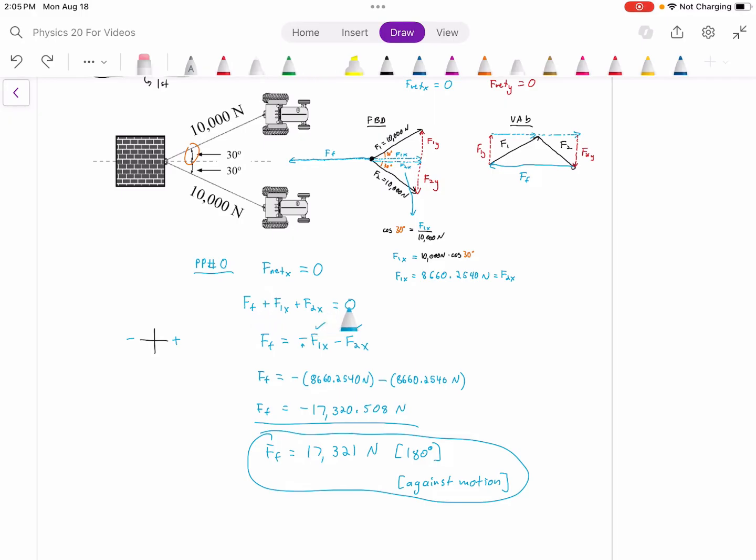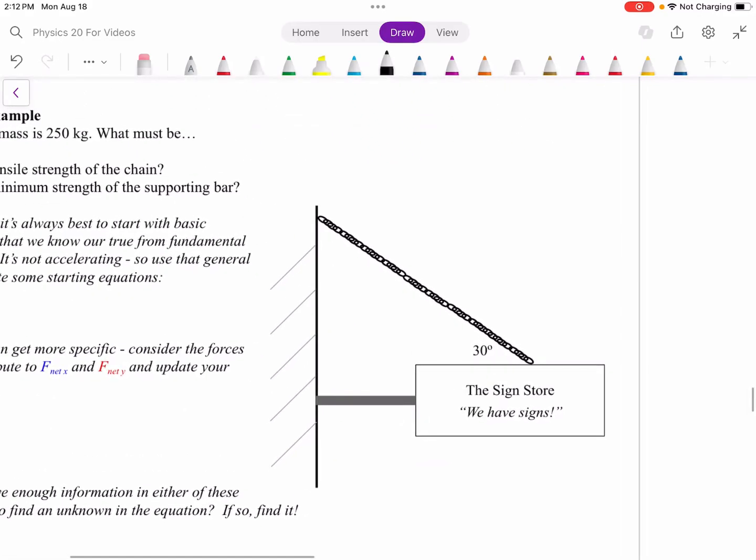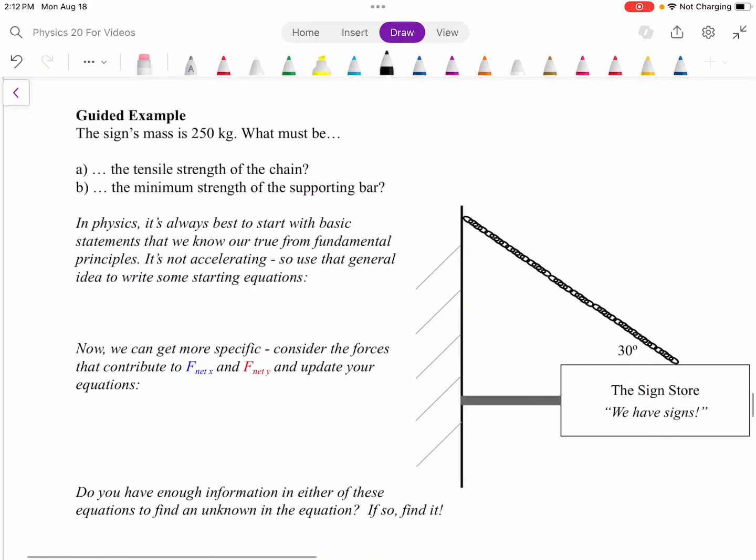So that has to equal 0, right? And then we can solve for what we don't know. Okay, and so the last few examples here, nothing new in terms of concepts. They're just some hanging sign problems, which are ultimately just another application of Newton's first law. So we're looking at things like this, where we have a sign or some structure being hung up.